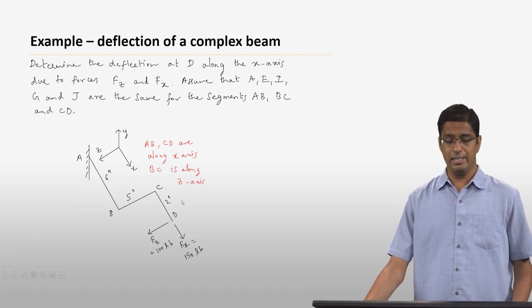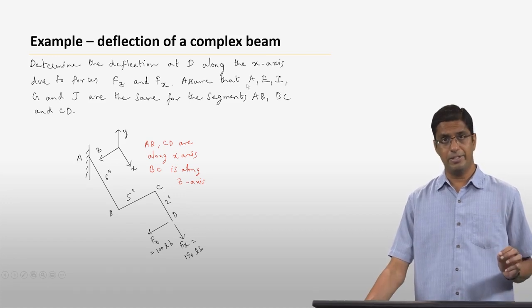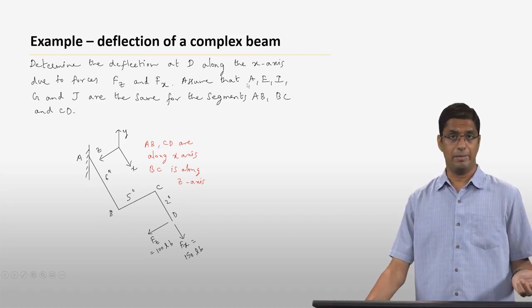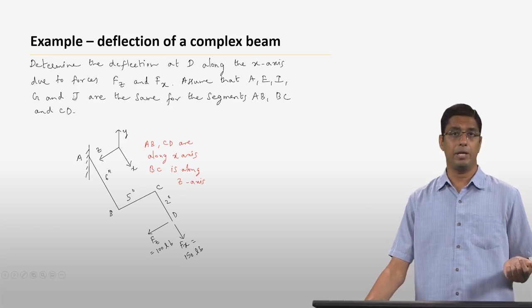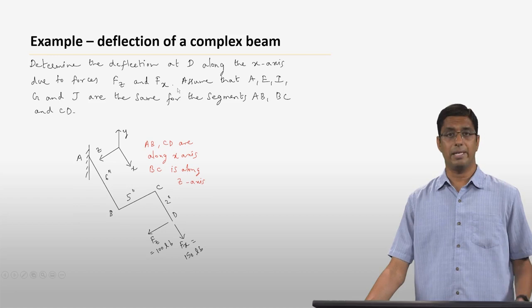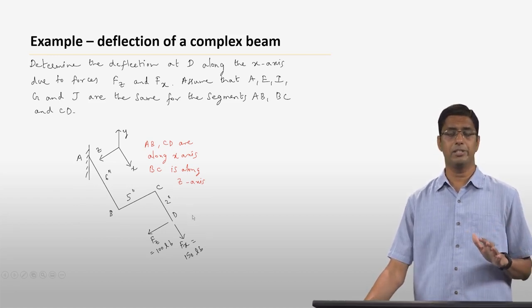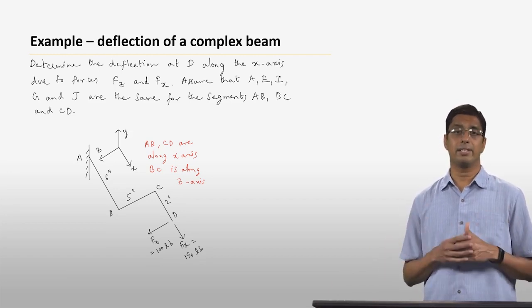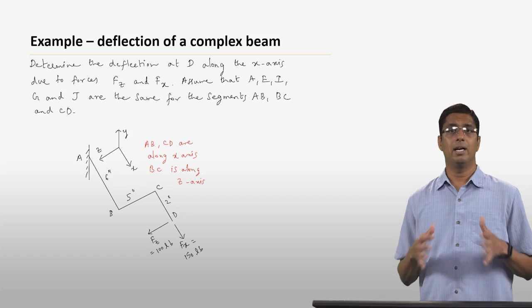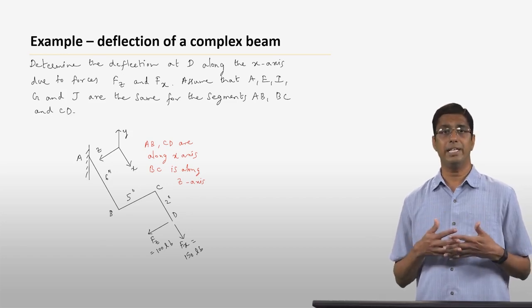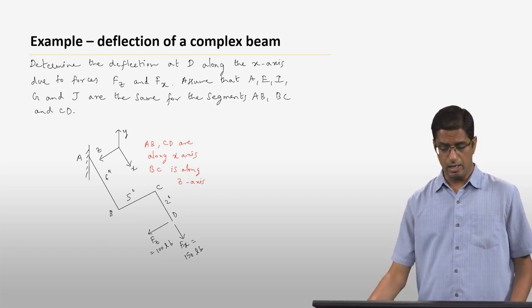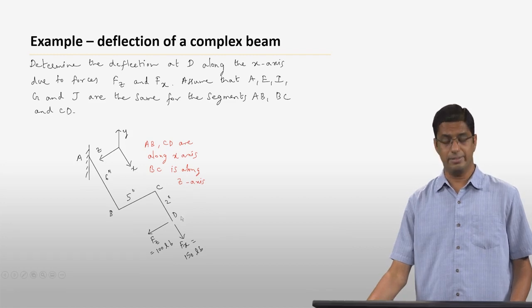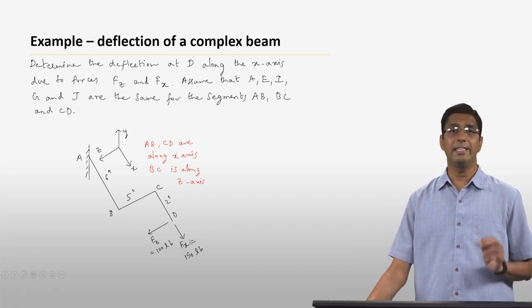It's also given that the moment of inertia, the Young's modulus, the area, the shear modulus, and the polar moment of inertia are all the same for all these segments AB, BC, and CD. So essentially, only the lengths of these segments vary. The cross sections are identical. And in this case, we are asked to find the deflection of this particular structure at point D in the x direction.